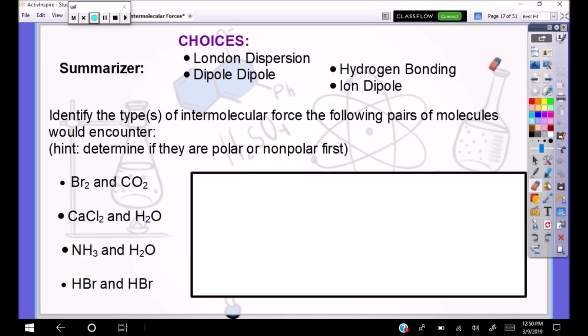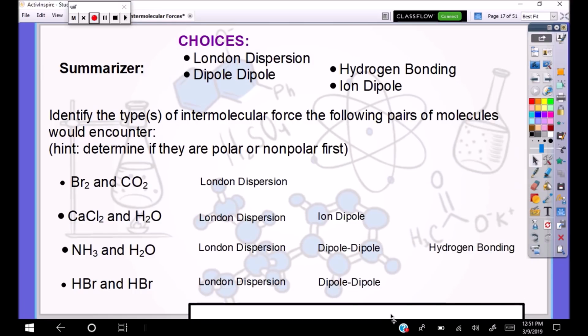I've got 4 different types here. Go ahead and identify the IMFs in each one. So Br2 and CO2, calcium chloride and H2O, NH3 and H2O, and finally, HBr and HBr. All right, let's see how we did.